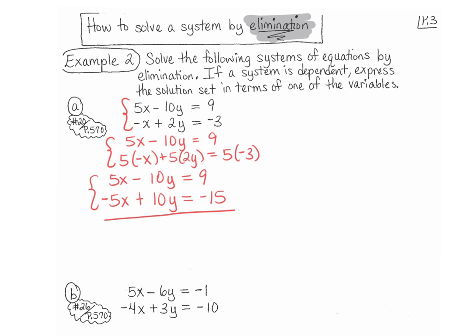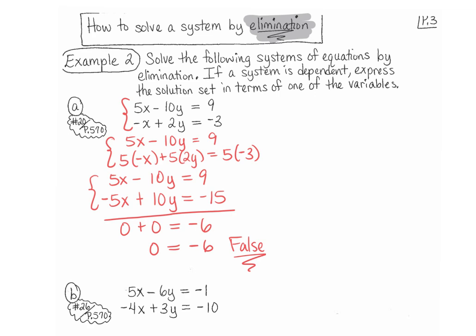Yes. All right. So we're adding vertically. 5x minus 5x is 0. Negative 10y plus 10y is 0. So we have 0 plus 0 equals negative 6. So that means 0 equals negative 6. Is that true? No, this is a false statement.